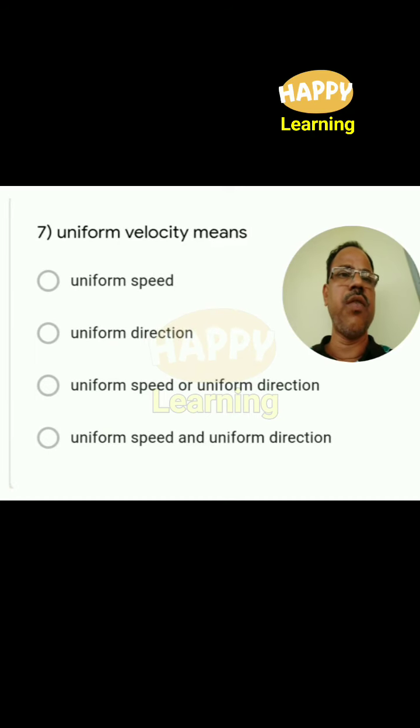Next question. Uniform velocity means, so velocity means speed plus direction. So uniform means speed should be uniform and direction should be uniform. So uniform velocity means uniform speed, partially correct. Uniform direction, partially correct. Uniform speed or direction, this is wrong. Both uniform speed and uniform direction we want. So our answer is this one.